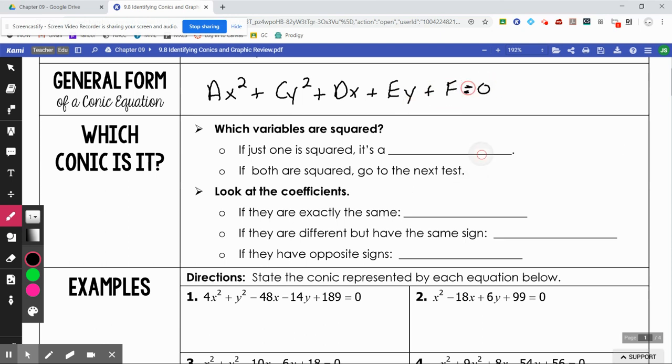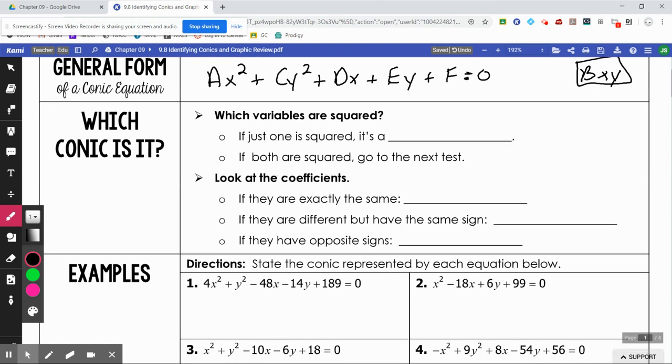And you might be asking, well, where's the b term? Later on, you'll find out that you could put a bxy term in there, and that would actually rotate your conic section. But for now, we're just going to stick with this general form right here. Now, this is pretty neat.